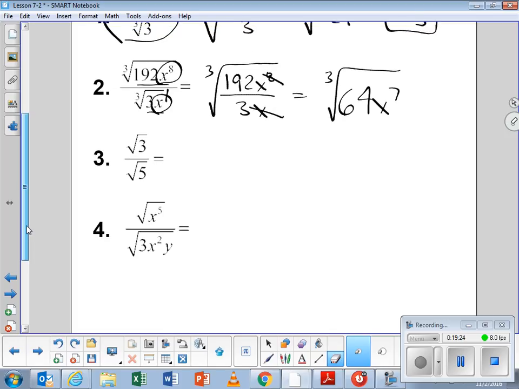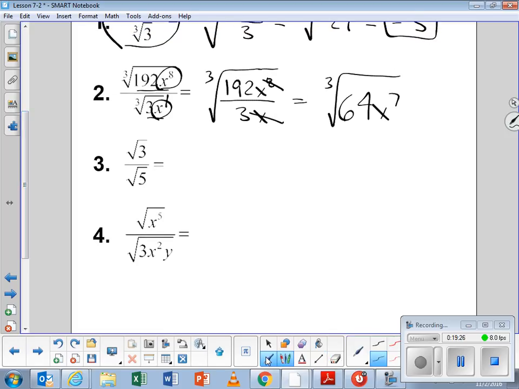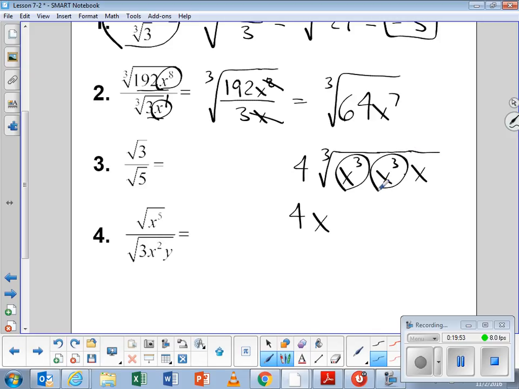Now let's go back. You told me the cube root of 64 is 4. So we could bring that out right away if we want to. And then let's break my x to the 7th down. x to the 3rd times x to the 3rd times x gives me 7 of them, right? And so I'm going to get 4, and how many x's out here? 1 here and 1 here is x squared, leaving me with a cube root of x.